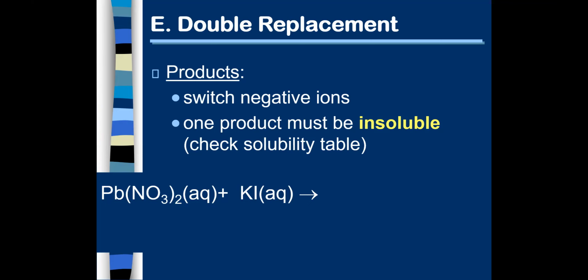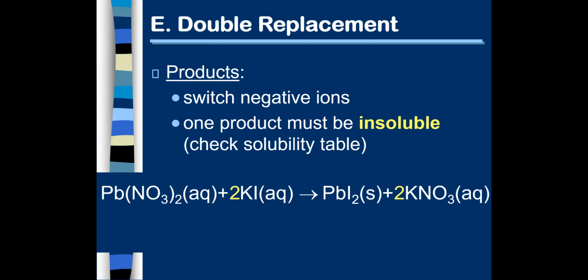Okay, so lead 2 nitrate in this case and potassium iodide are going to join together. And are they going to react? Yes, they are, because lead 2 iodide is solid and potassium nitrate is not. So one of them is solid, therefore one of them falls out of solution.